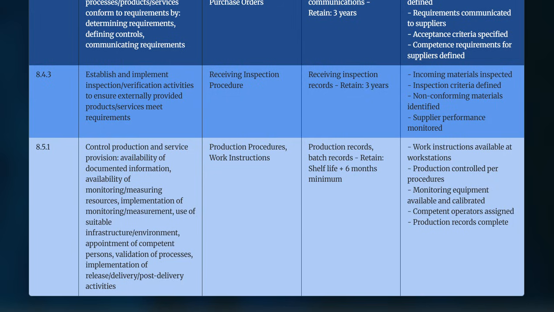Examples of those requirements that you can use also as evidence include work instructions being available at workstations, production being controlled per the procedures, monitoring equipment being available and calibrated, competent operators being assigned, and production records being complete. Those are examples of the requirements that you can also use as evidence.